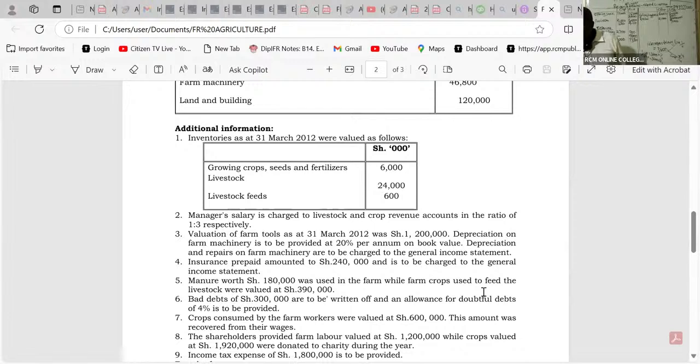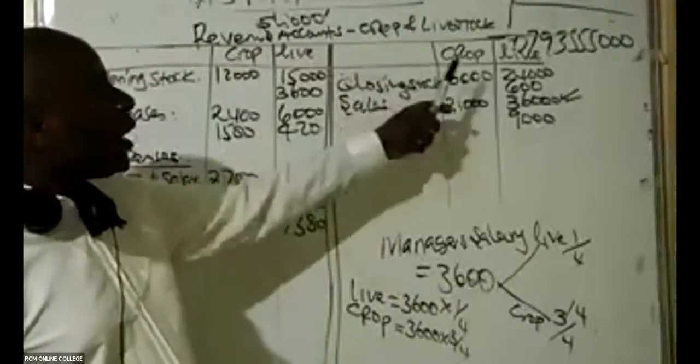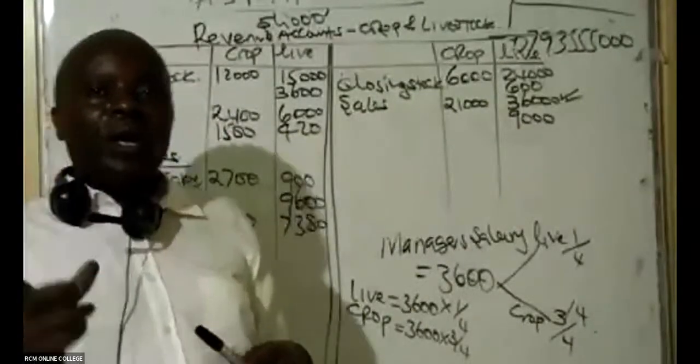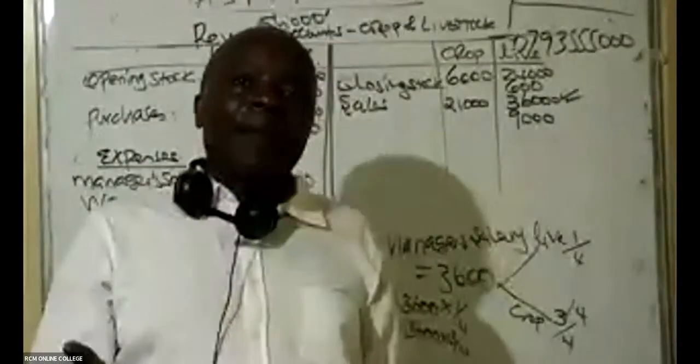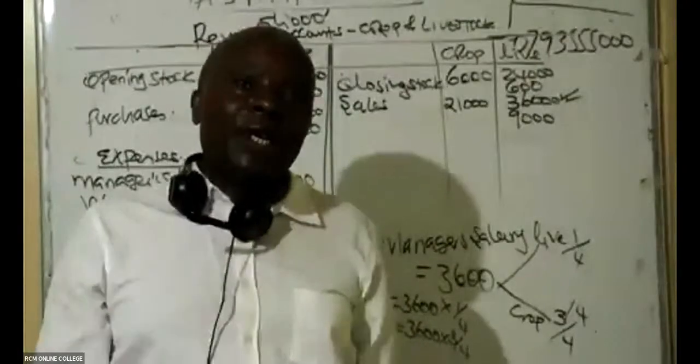Let's reason out, first of all, the manure statement: we have manure of 180, and this manure of 180 was used where? Manure 180 was used in the farm. So gentlemen, who produces this manure out of our biological assets? We know that livestock is the one that produces manure, which in this case is used by our crops. We use this manure as fertilizer.